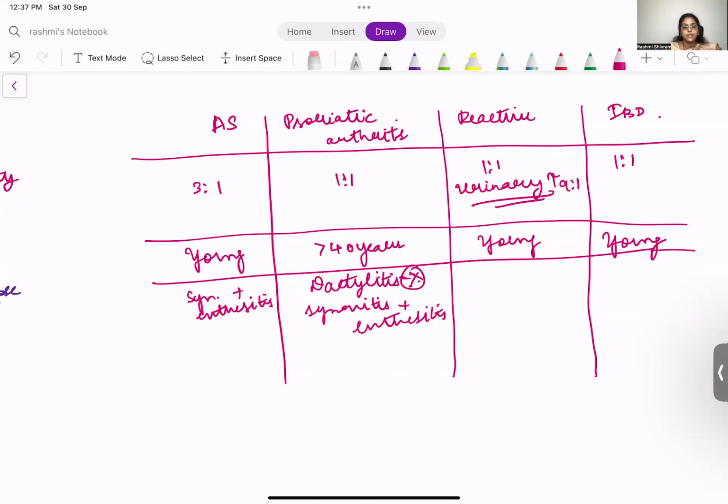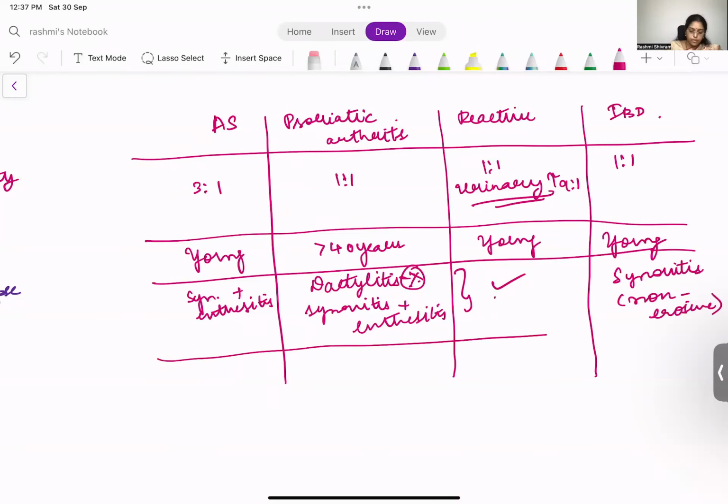Synovitis with enthesitis in ankylosing spondylitis. In psoriatic arthritis, you have dactylitis, synovitis, as well as enthesitis. Okay. In reactive arthritis, you will again have all the three. Whereas IBD-associated arthritis is most commonly only synovitis. Entheses are not involved. We told it is non-erosive, right? Okay. Then dactylitis, you must remember, is in psoriatic arthritis as well as reactive arthritis. And IBD-associated arthritis is non-erosive, so you have only synovitis.